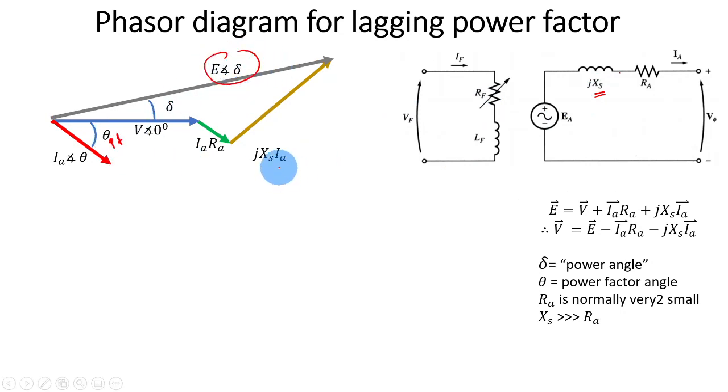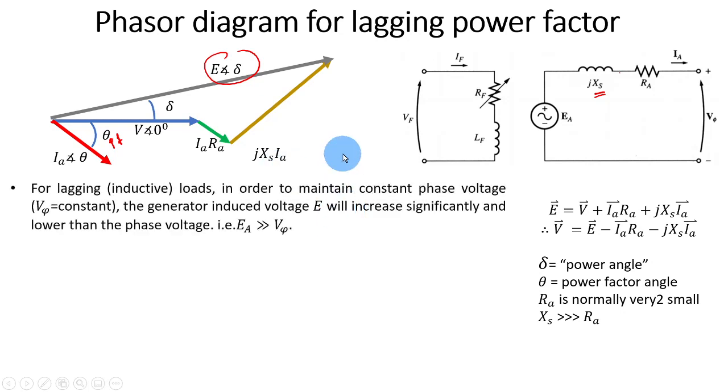So what can we learn from this situation? Basically, we always want to maintain the V phase here, but in order to maintain a constant V phase, you can see that the generated voltage EA will increase significantly higher than V phase. We have seen that in the previous example. I also forgot to introduce that there's the delta here, the power angle. The power angle is the angle between E and V.